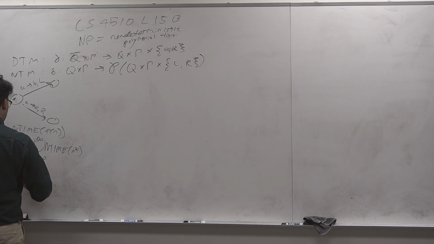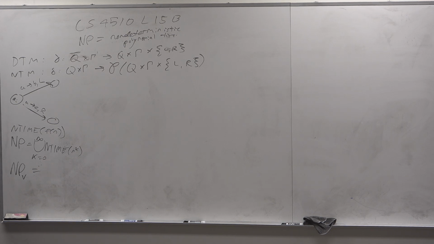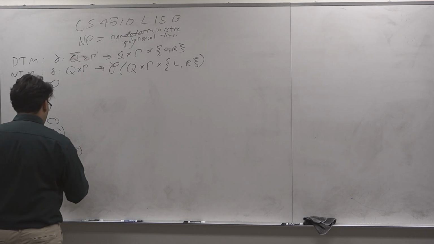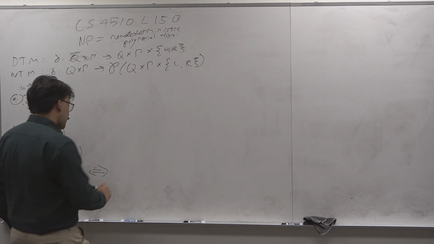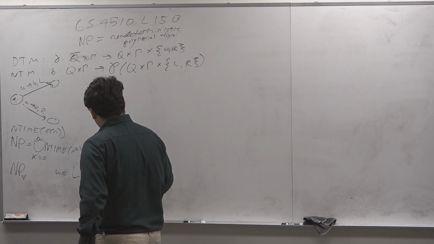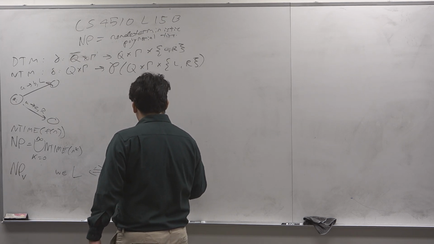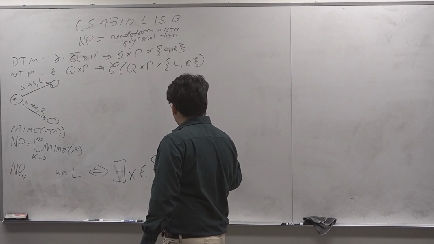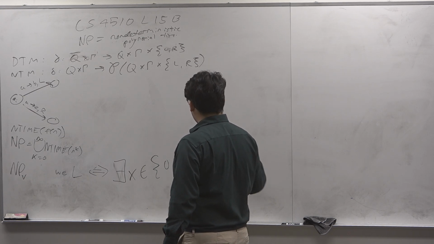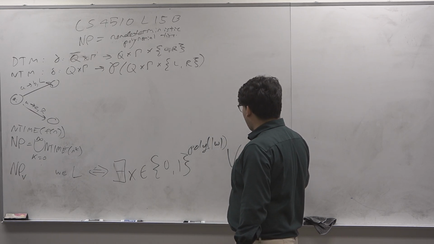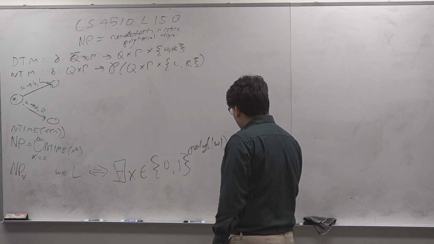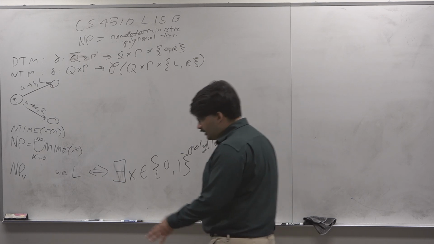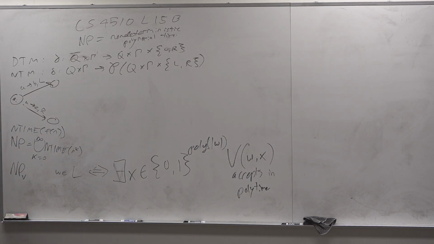Let NPV, we'll see, be the class of languages that are verifiable in polynomial time. The way I'll write this is we could say that W is in L if and only if there's a polynomial time verifier for it, right? So what we would say is that there exists a witness X of polynomial size such that V on W comma X accepts in polytime. So a problem is said to be in NPV if it is verifiable in polynomial time. This is a deterministic definition. This is the non-deterministic one, right?